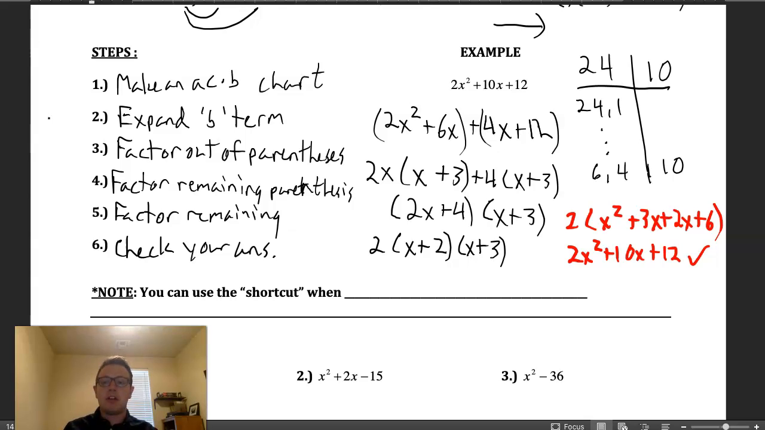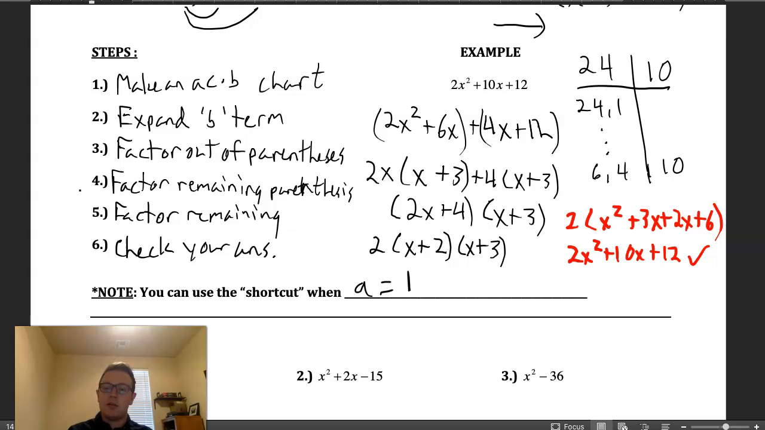Now some of you may remember we have a shortcut that allows us to go straight from the ACB chart all the way down to this part of the answer. You can only use that shortcut when your leading coefficient, your A term, is equal to 1. Otherwise, do not use that.